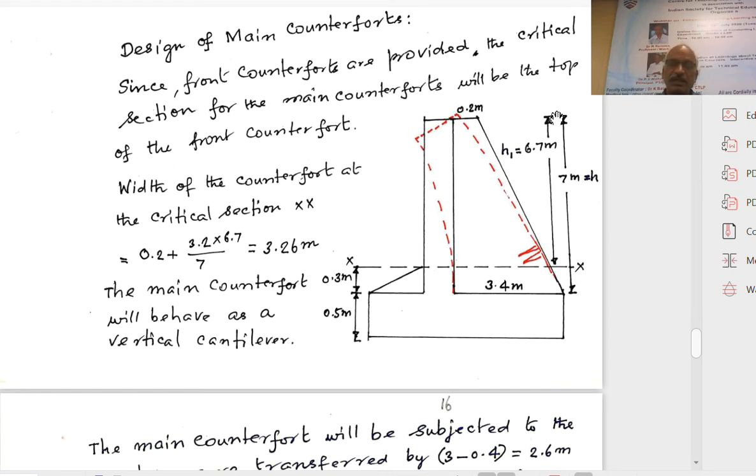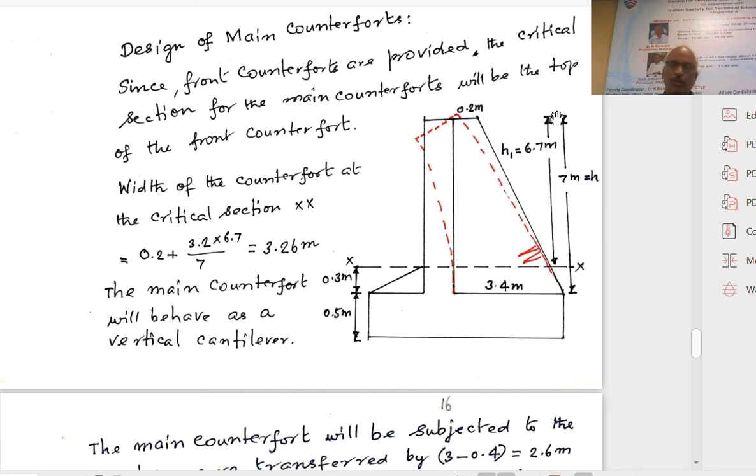I told that one support, namely a front counterfort, a main counterfort is a support. So 1.5 meter length on the other side plus 1.5 meter on this side, center to center, will transfer the load to one counterfort. So the main counterfort will act as a cantilever, a vertical cantilever fixed with the base slab.